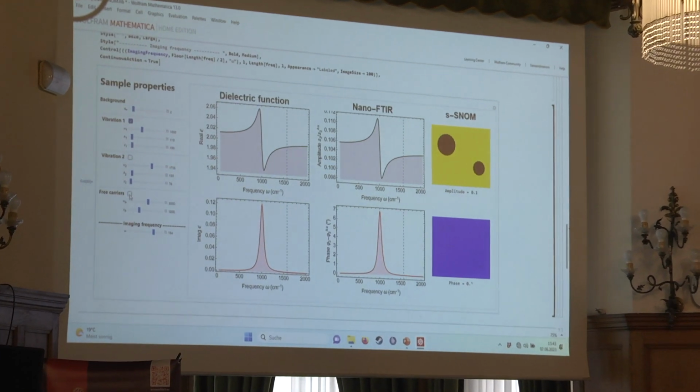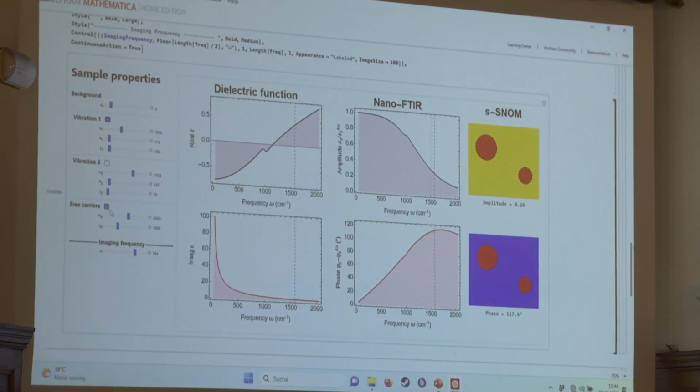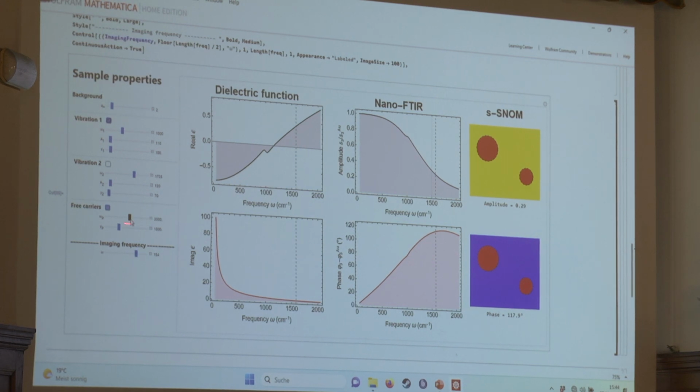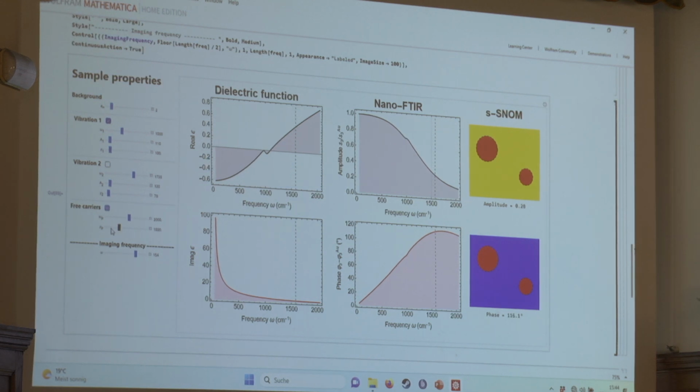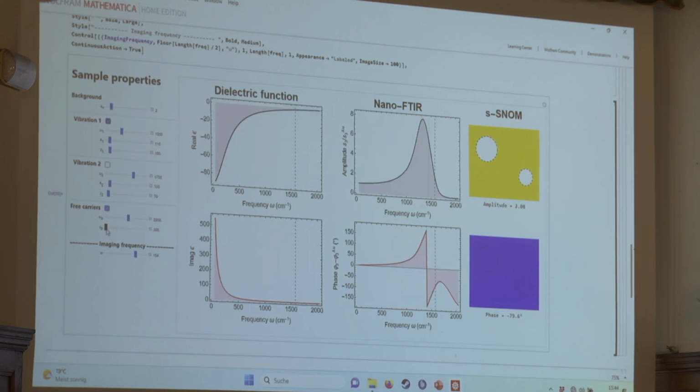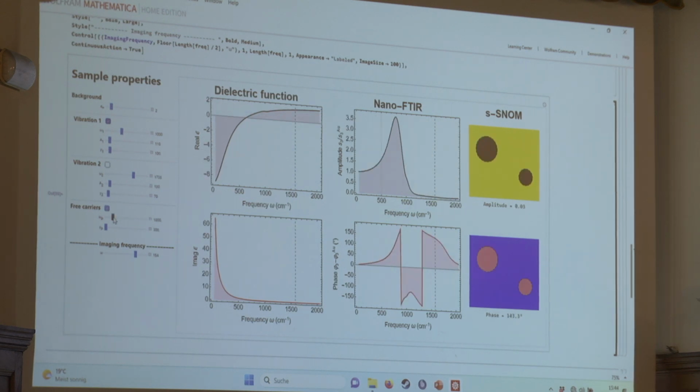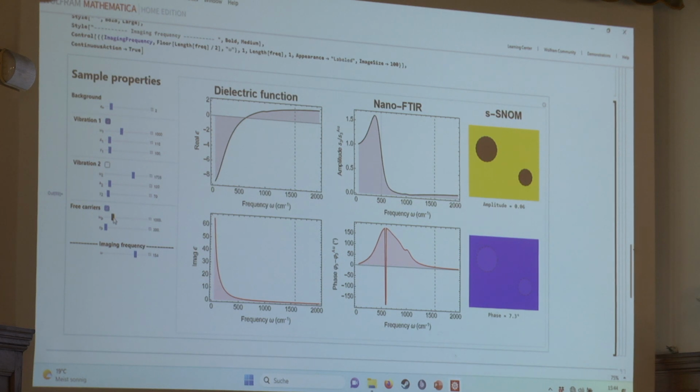And I turn on charge carriers. Here I have to play around with essentially the charge carrier concentration and the damping. So let's make the damping small. We want a good material, maybe even smaller. Yeah, this is good. And we can see more or less the same shape as we had before, which also means we cross -1 at some point. We have a very strongly enhanced near field response. And this is how charge carriers look in nano-FTIR.